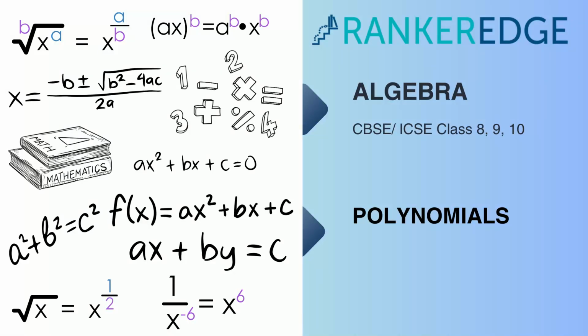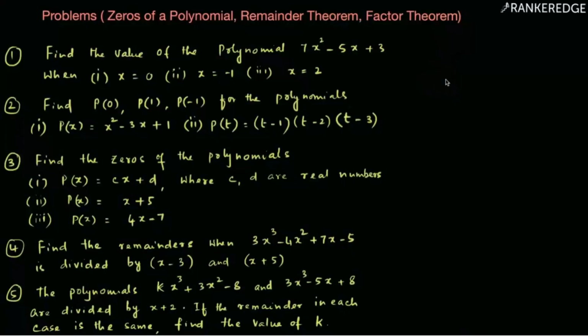Let's do some problems on these concepts: zeros of a polynomial, remainder theorem and factor theorem. First one. Find the value of the polynomial 7x squared minus 5x plus 3 when x is equal to 0, x is equal to minus 1, x is equal to 2.